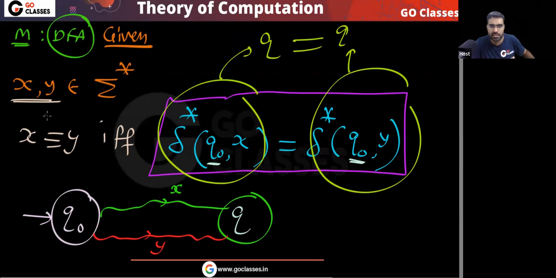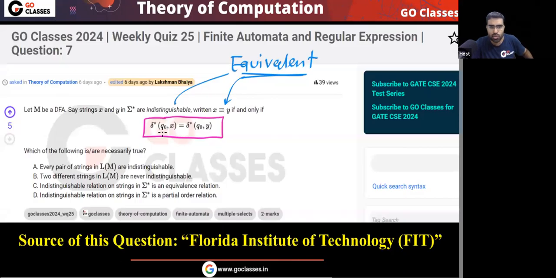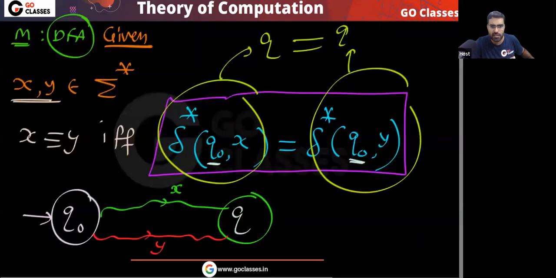So for all the strings, we are always starting in the initial state, Q0. The DFA will always start in the initial state. Is this point clear? Please tell me, is this understood? Let's take an example. With an example, this point will become more clear.